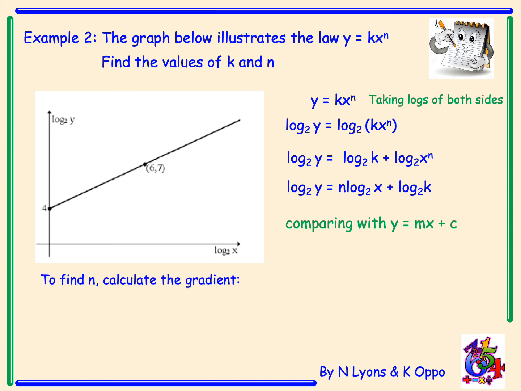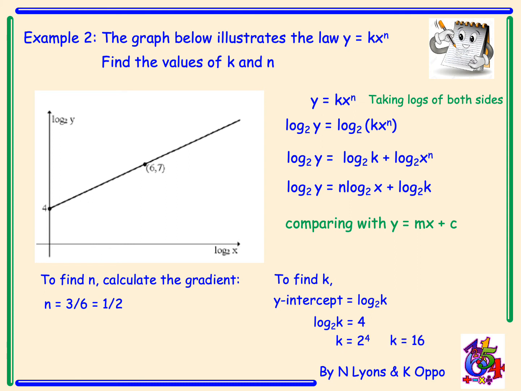So using those points, to calculate n I'm going to calculate the gradient. So n equals the gradient, which is 3 over 6, which equals a half. So it's change in vertical over change in horizontal. To find k, I'm going to use the y-intercept. So the y-intercept equals log k to the base 2. So from the graph that equals 4. So solving that logarithm, k equals 2 to the power 4, which equals 16. And to finish off the question, I'm going to write out the function. So the graph below illustrates the law y equals 16 times x to the power a half.